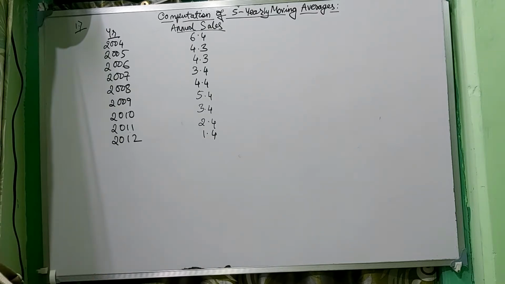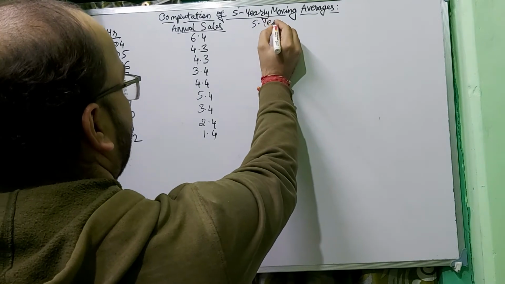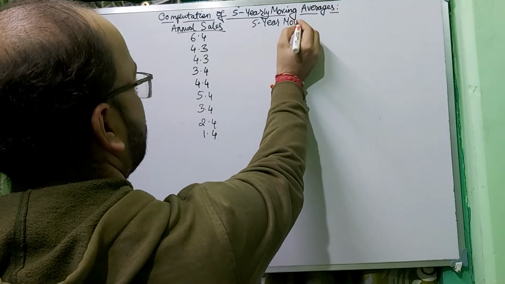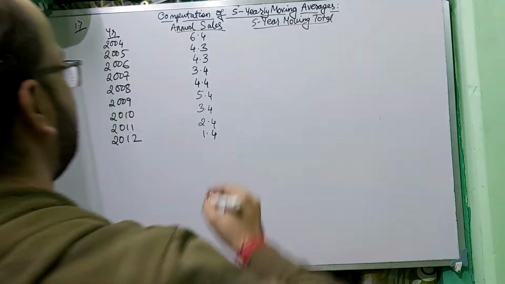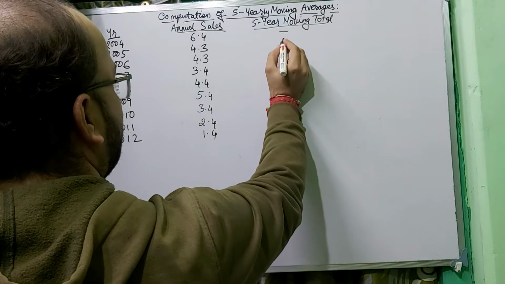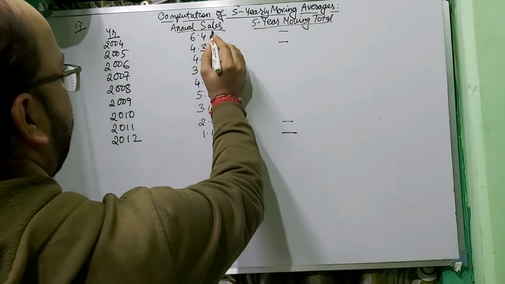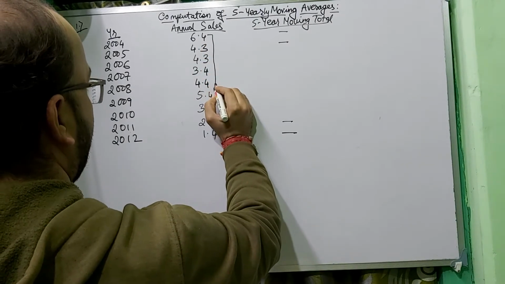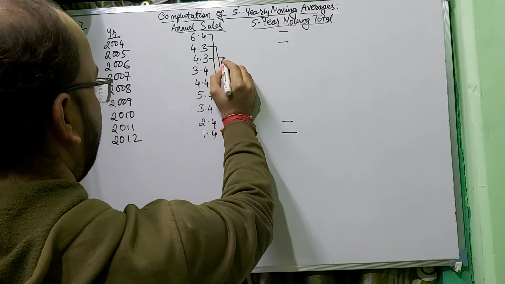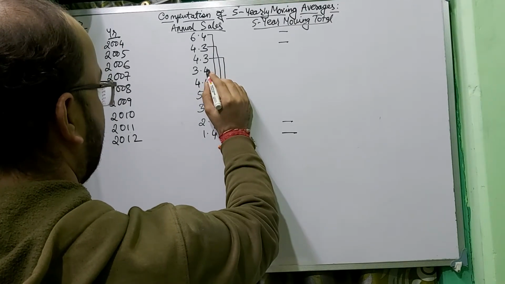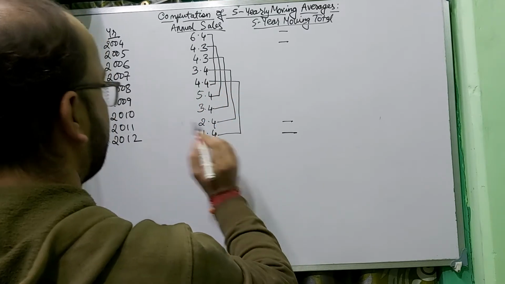Now, while computing the 5-year moving total, the next column will be the 5-year moving total. How can you compute that? First of all, as 5 years has been given, remove the first 2 and the last 2. Now, first 5. Next will be this 5. Next will be this 5. Next will be this 5. And finally it will be this 5.